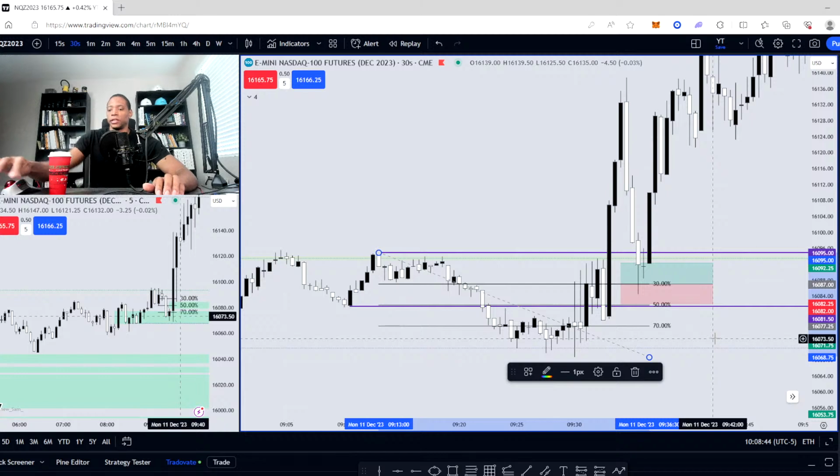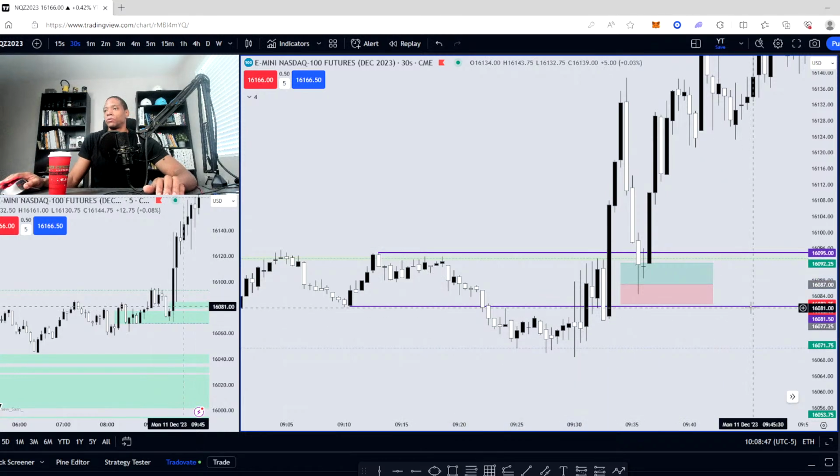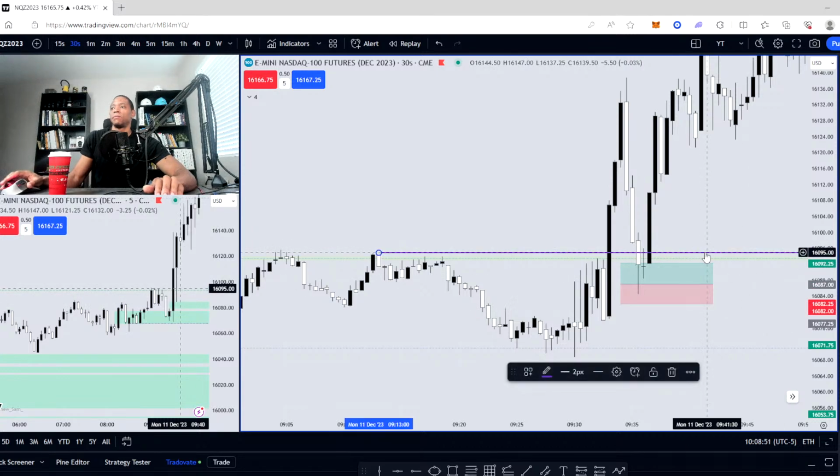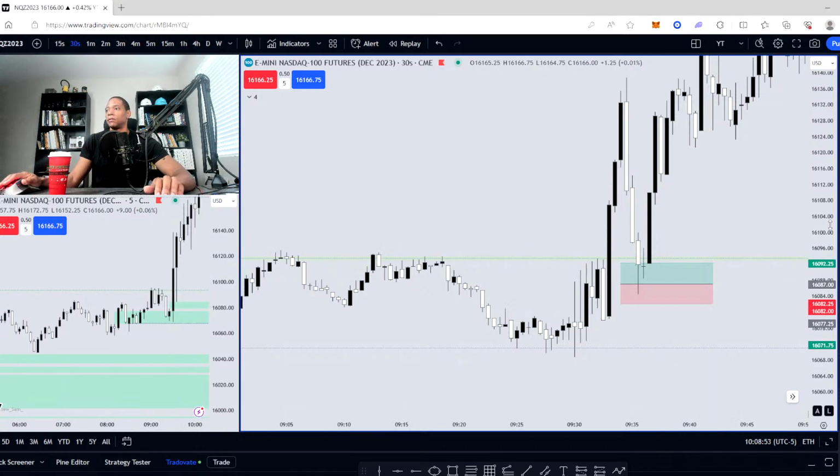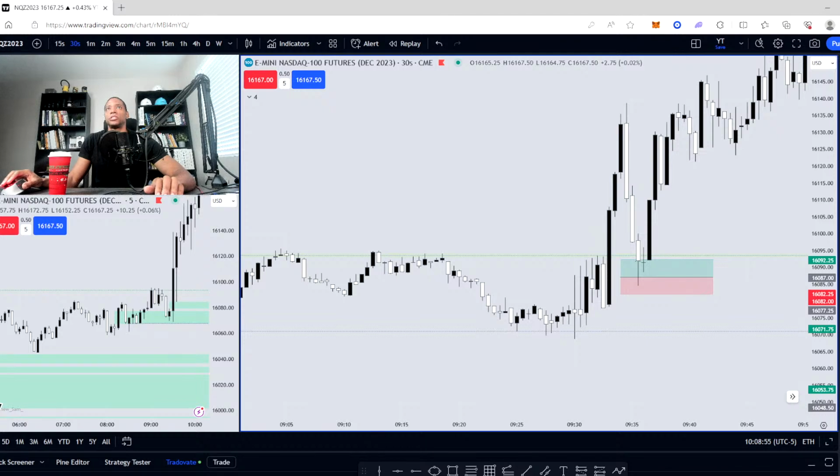So that's just one example of the type of trades that we're looking for during the scalping session. I will highlight more as we continue on. If you have any questions, please put them in the chat. I'll make sure I answer those for you.